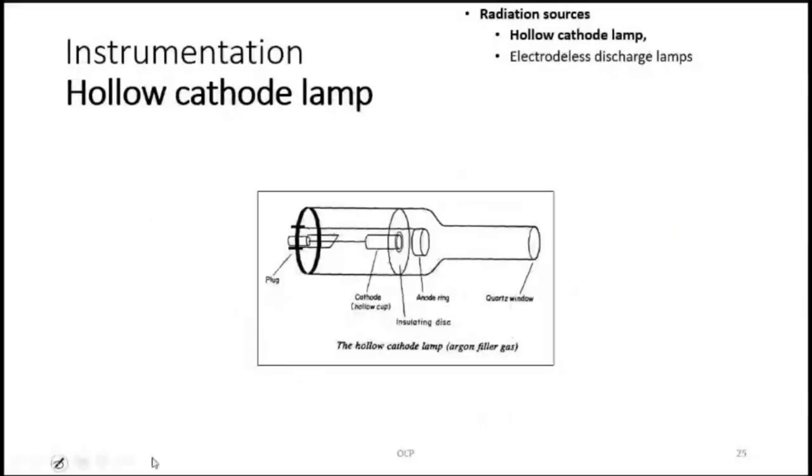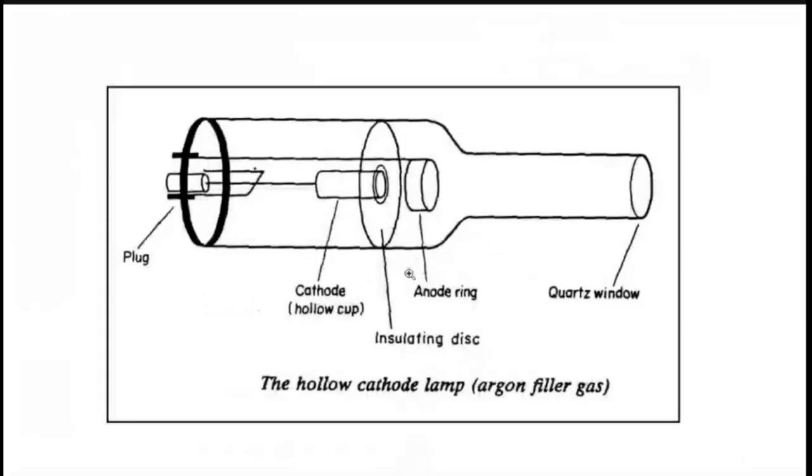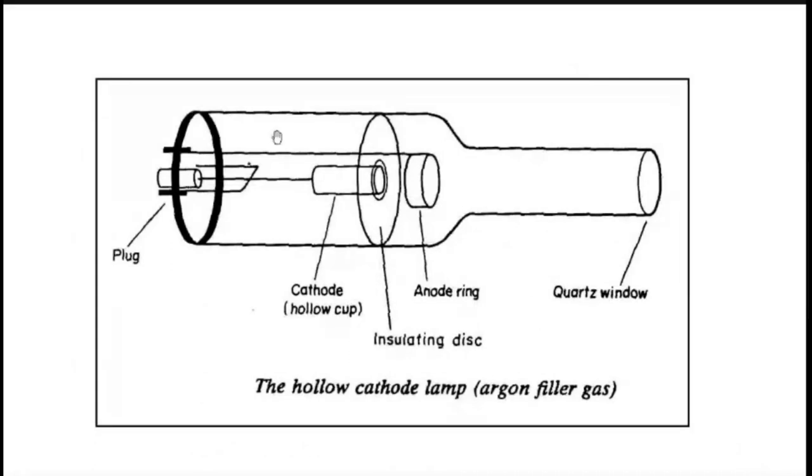I will try to zoom in. So you can see there is a bulb. At the bottom you have one anode which terminates into a ring. And then you have a cathode which is a hollow cylinder. The cathode and anode are separated by an insulating disc, but the disc at the center is hollow. Except for this part, the cathode and anode are otherwise separated from the surroundings. At the far end there is a quartz window. Let us see further working.